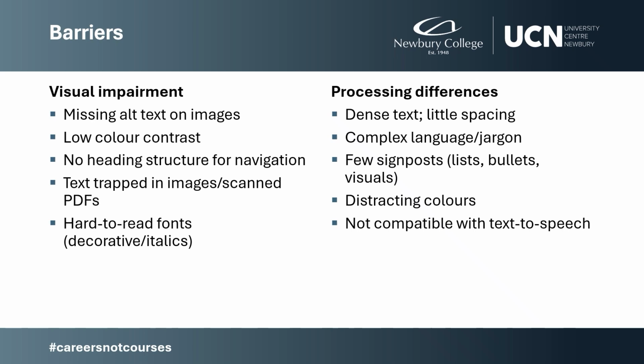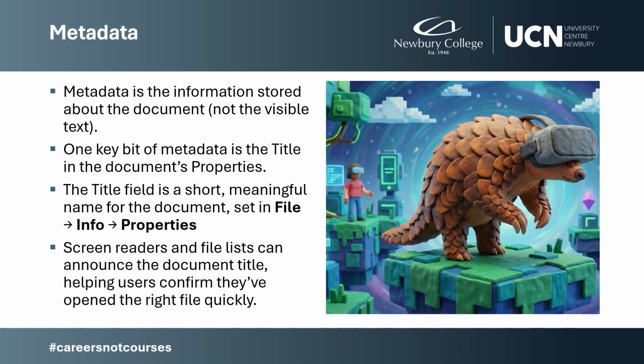But some additional ones might be that the text is too dense or doesn't have enough space. There may be complex language or jargon that makes it difficult to understand. Few signposts, for example, bullet points, lists, visuals, charts, these can all help people with processing differences. There may be distracting colors or animations, or it may not be compatible with the software that they use for text-to-speech.